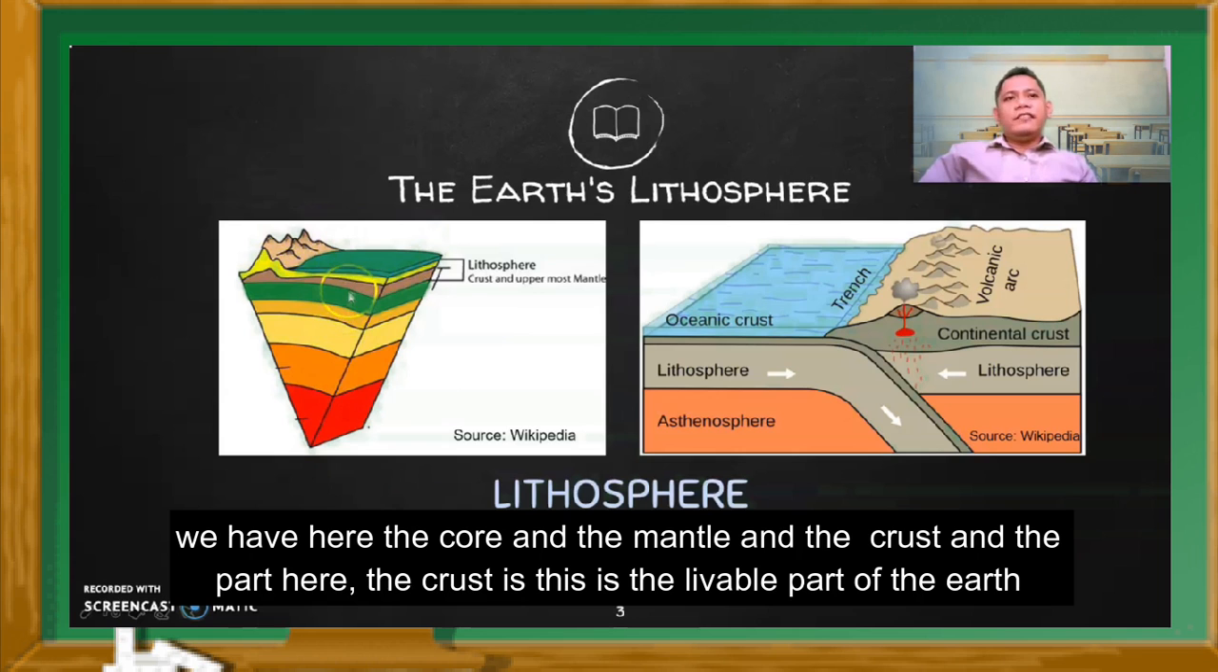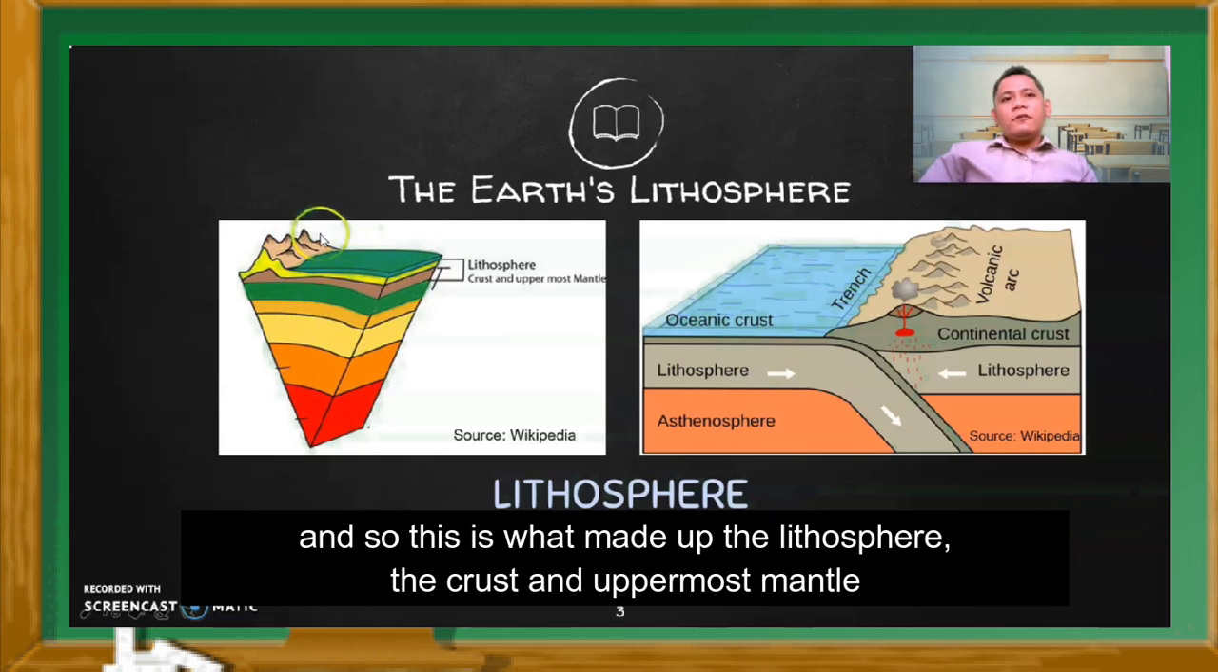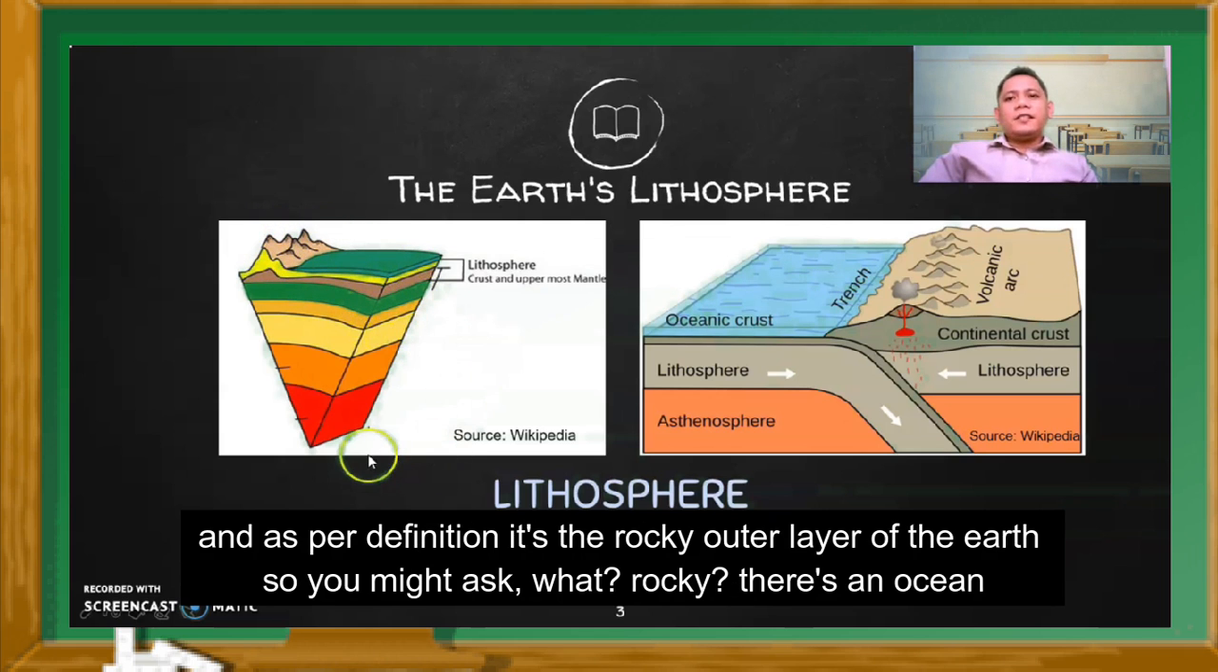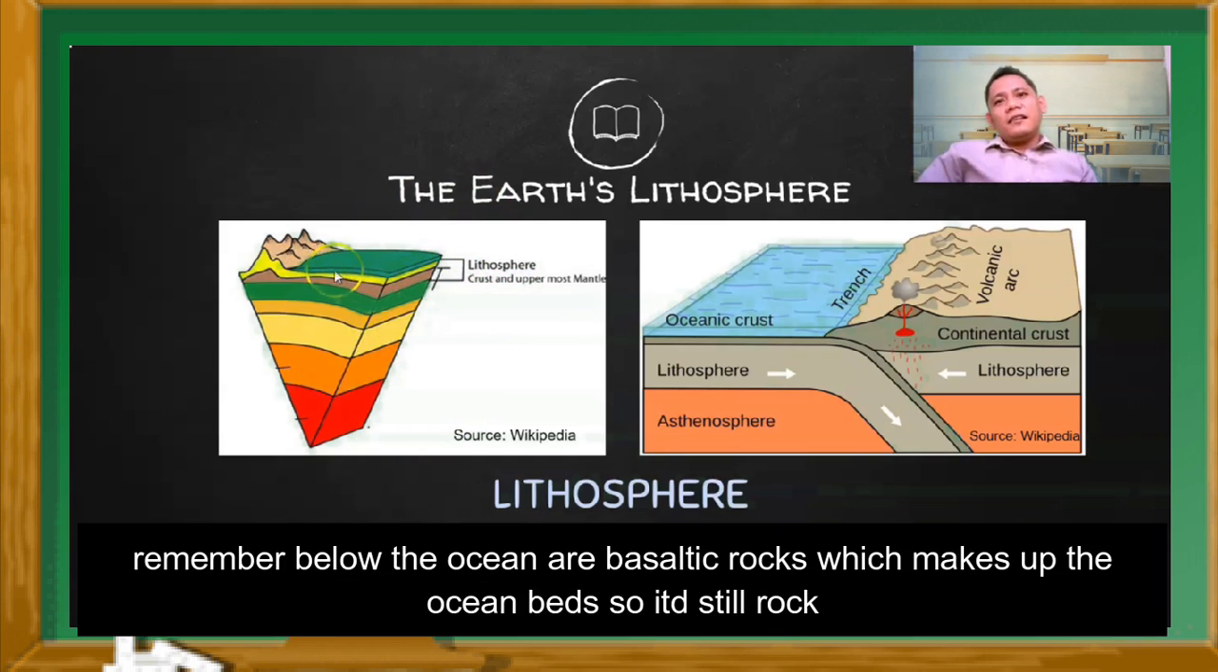The crust is the livable part of the Earth, and this is made of what we call the lithosphere, the crust and the uppermost mantle. For definition, it's the rocky outer layer of the Earth. You might wonder, rocky? It's an ocean. Remember, below the oceans are basaltic rock, which makes up our oceanic beds. So it's still a rock.